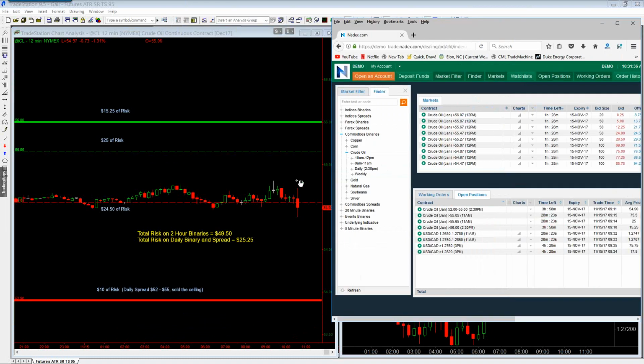And let's see what crude's doing. You can see crude is starting to go down, and it's actually below this binary here. Will it stay below that?